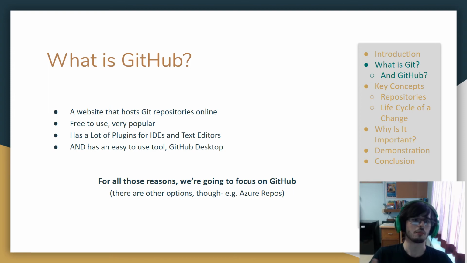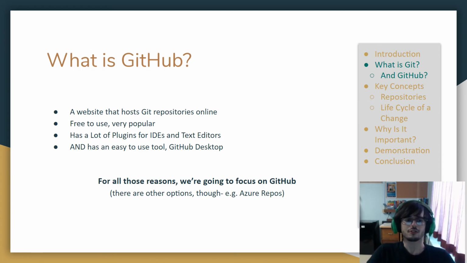Now, what is GitHub? Well, it's a website that hosts Git repositories. It's free to use and very popular. I was looking at projects that use GitHub specifically to manage their code, and we have things like WordPress, which powers something like 60% of the websites in the world. We've got Ruby on Rails. We have Visual Studio Code. The development for all of those are actually managed on GitHub. So very, very popular with some really major projects on there.